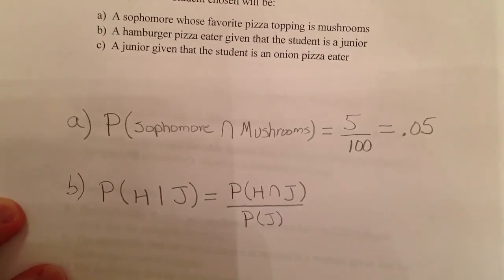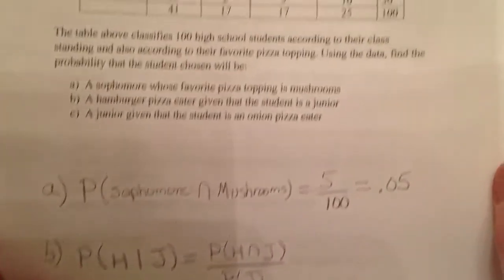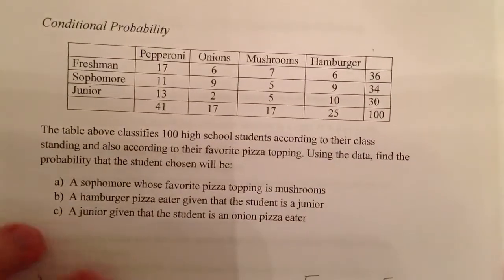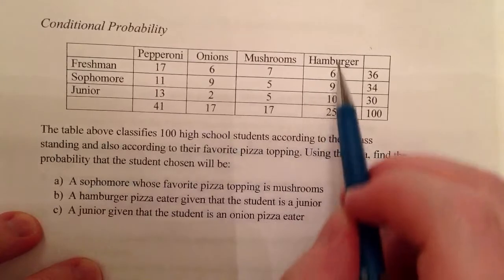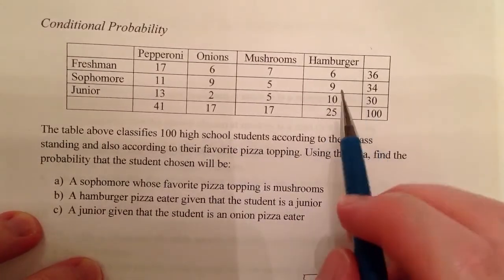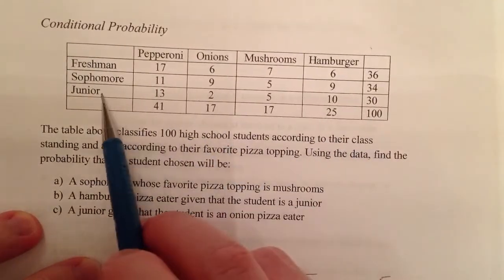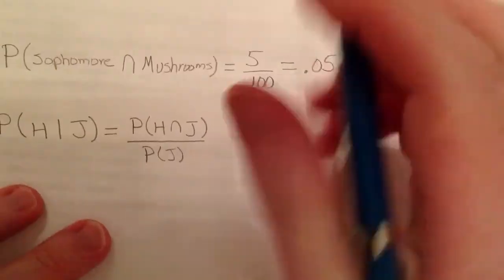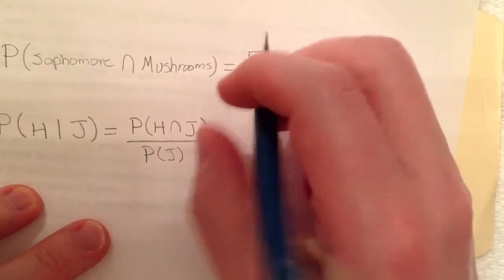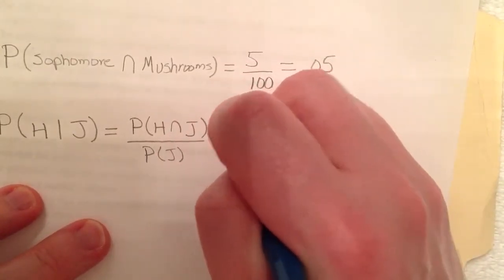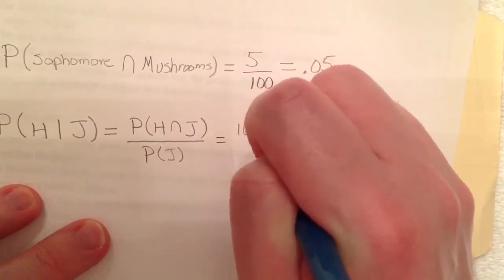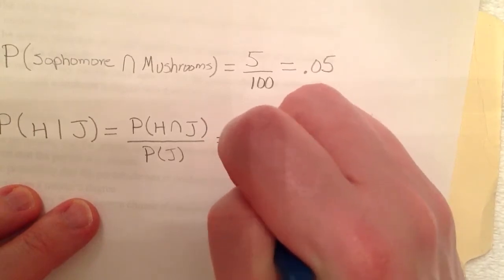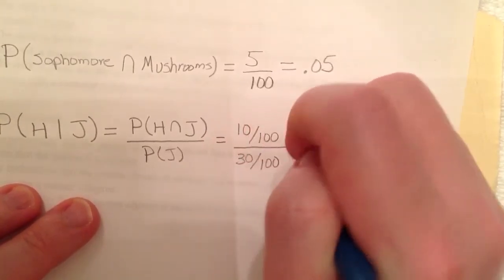So for the numbers here for hamburger and junior, there are 10 such individuals, so you have 10 out of 100. And for the total number of juniors, we have 30. So for hamburger pizza lovers who are juniors, we have 10 out of 100, and for the juniors, we have 30 out of 100.